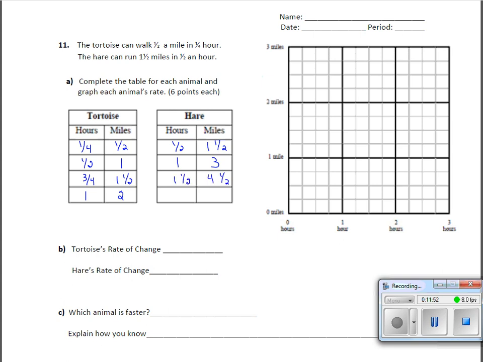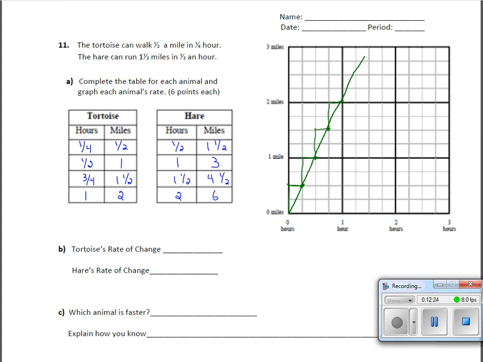When I go over here to graph this, I'm going to graph the tortoise first. If I go half a mile up and a quarter over, I'm going to put a mark. I'm going to do that every time: half a mile, mark, half a mile, mark, until I get to 2 and 1. If I graph that, I have a line that looks like that.